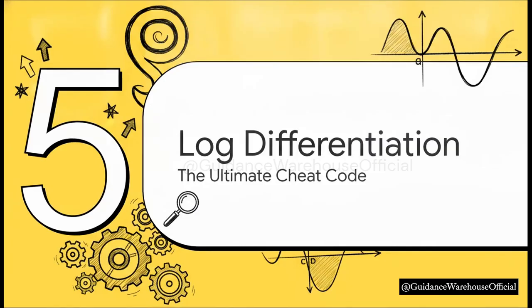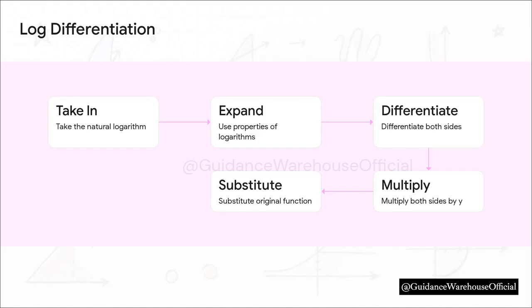We've finally reached it. Section 5, Logarithmic Differentiation, the ultimate calculus cheat code. Remember the very first question of this lecture? How in the world do we find the derivative of x to the power of x? You can't use the power rule and you can't use the exponential rule because both the base and the exponent are variables. It feels impossible.